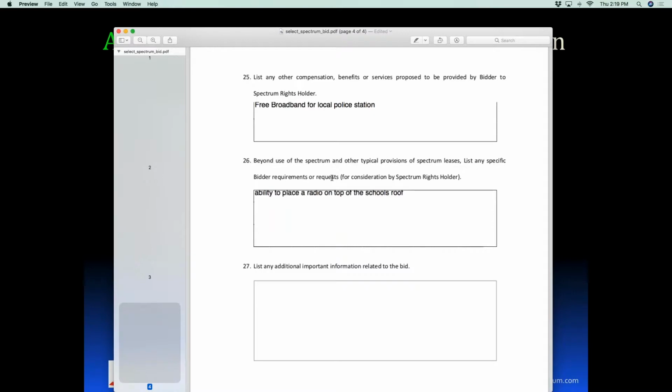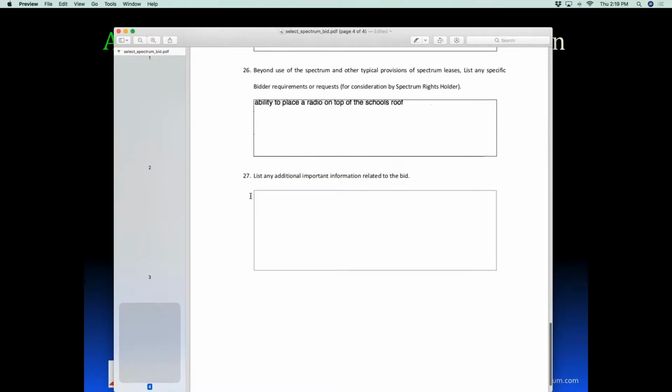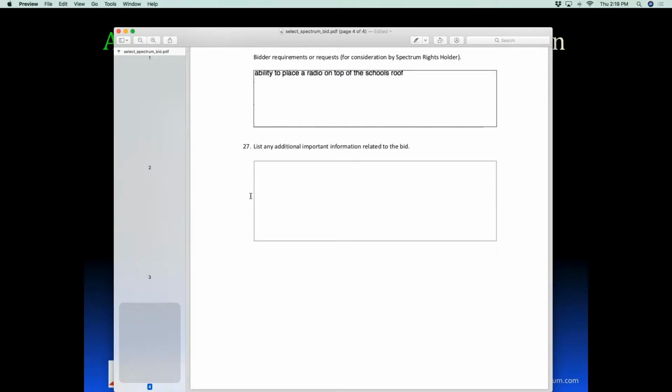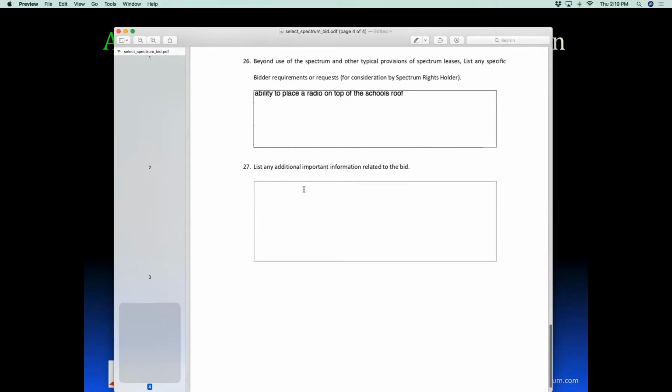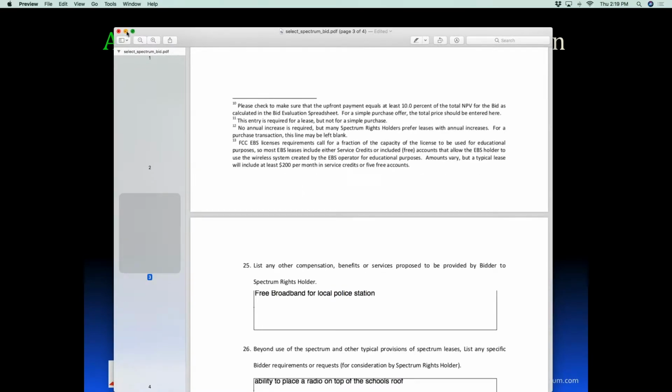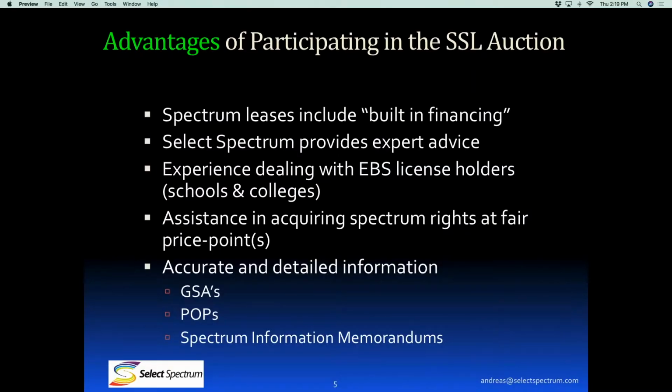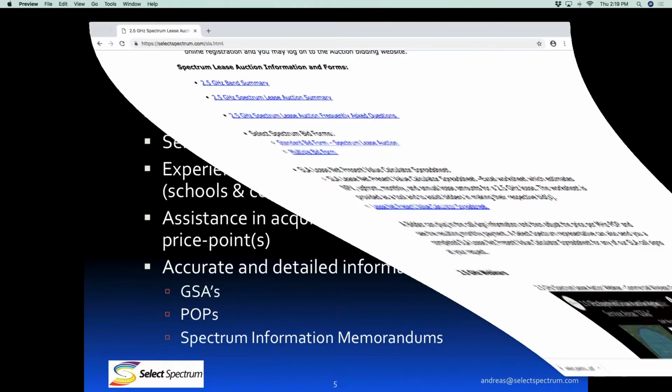List any specific bidder requirements or requests. So you might say something like ability to place a radio on top of the school's roof, or anything that you think would be beneficial to you. So once this is all complete, let me juggle up the website here again.